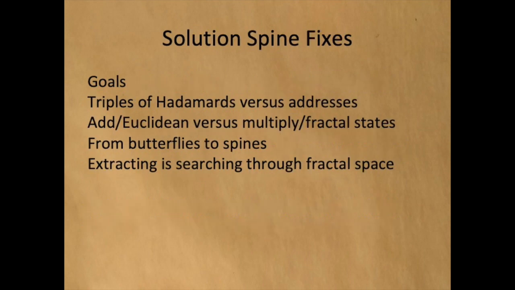Fixes for solution spines. This section is a bit involved, so we will go through these steps piece by piece. We first describe the goals that solution spines solve. Then we'll discuss solution triples using Hadamards and addresses. We will compare additive or Euclidean states with multiplicative or fractal states. We will discuss representing solution butterflies as solution spines, and we will describe extracting as a search through fractal space.